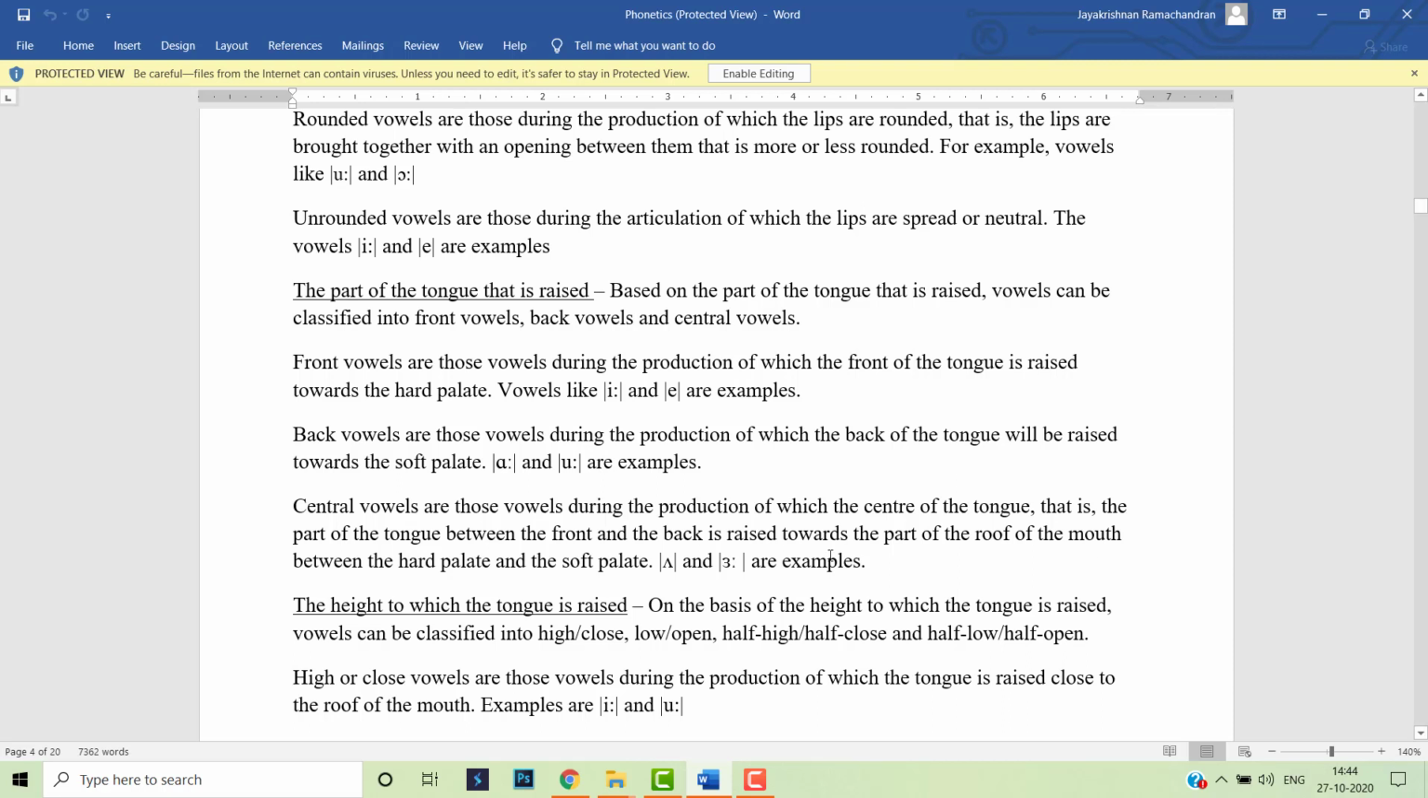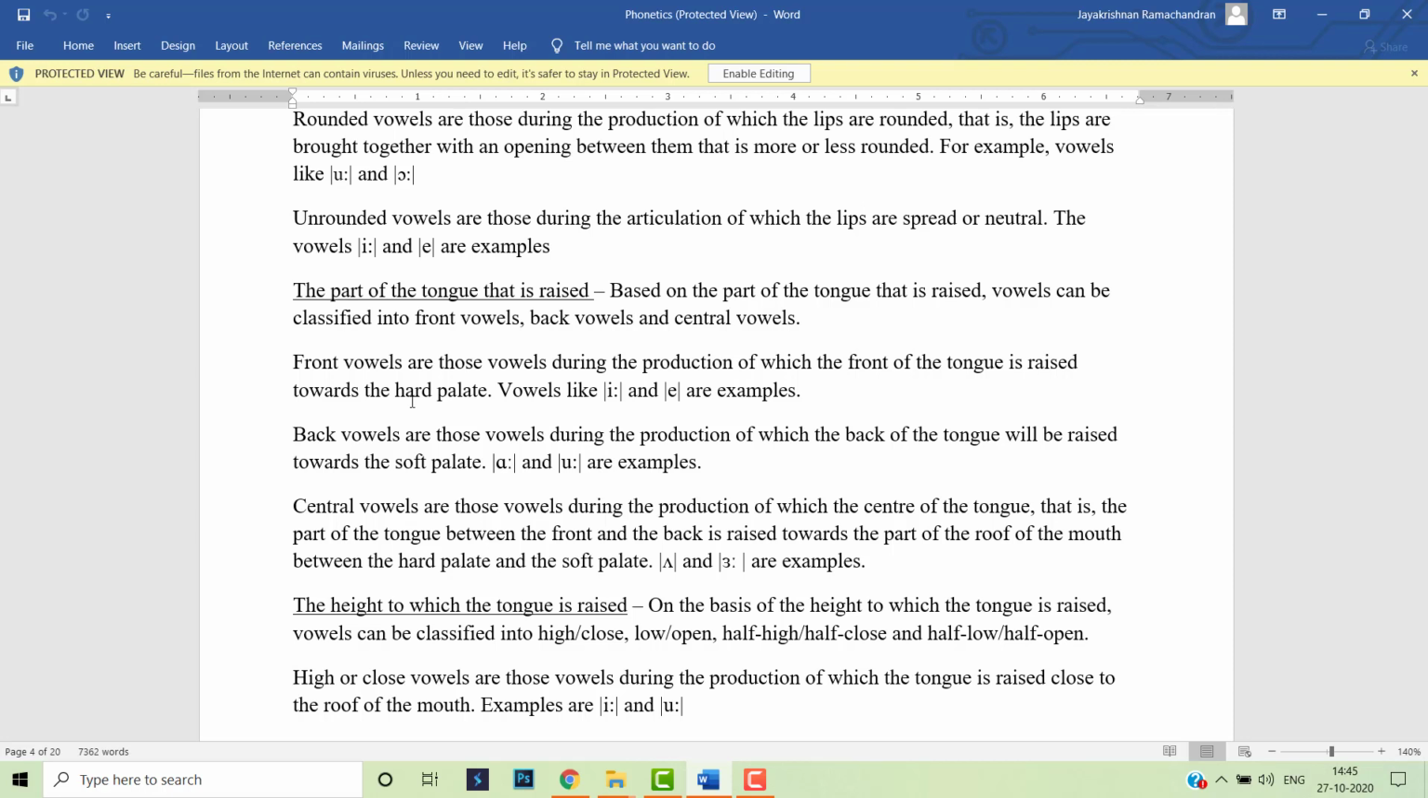So ഇവിടെ ഫ്രണ്ട് വവൽസ് നമ്മൾക്കറിയാം. നാവിനെ നമ്മൾ രണ്ട് പാർട്ടായിട്ട് ക്ലാസിഫൈ ചെയ്യുന്നുണ്ട്: the front of the tongue and the back of the tongue. The front of the tongue എന്ന് പറയുന്നത് എന്താണ്? The part of the tongue that lies immediately opposite to the hard palate ആണ്.